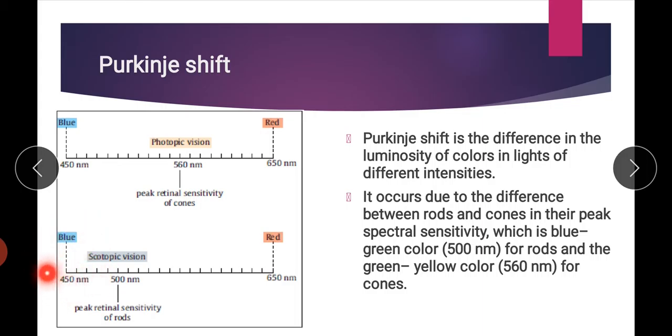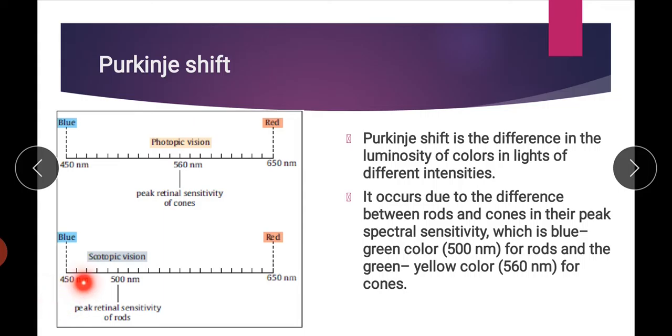At dusk or in dim light, the peak rod sensitivity matters, because in dim light the rods are mainly active, while in daylight the cones are mainly active. In bright light the cones are more active; in dim light the rods are more active. So the rod sensitivity is nearer to blue, so blue color is more brightly visualized.